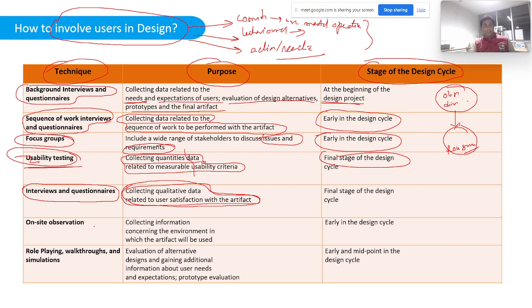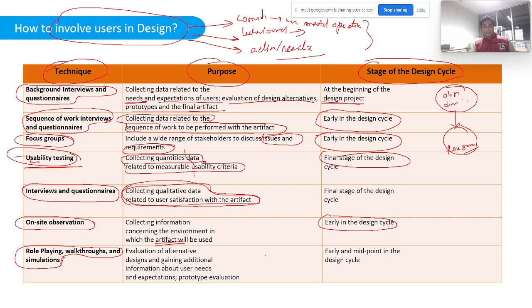On-site observation is something like a field study. You go to the particular environment and try to figure out the user, his environment and his daily activities. These are again used at the very initial phase of the design cycle, so you collect information about the user, his practice, and various artifacts. Role playing walkthrough is more like trying to empathize with the user by becoming the user yourself and then trying to see how you perform those particular activities and how the designer faces issues.